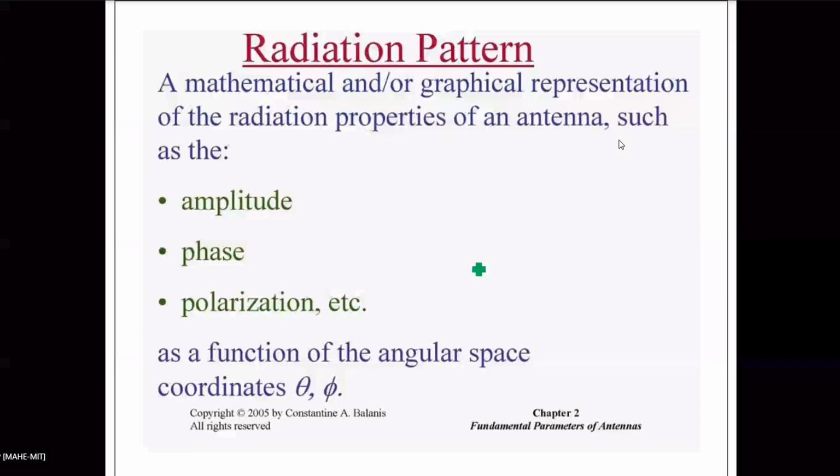So radiation pattern is a mathematical and or graphical representation of radiation properties of an antenna, such as the amplitude, the phase, polarization, etc., as a function of angular space coordinates. Here not every property is included. There are power flux density, then radiation intensity, not just amplitude. This power flux density and radiation intensity are plotted as a function of theta and phi. Okay.